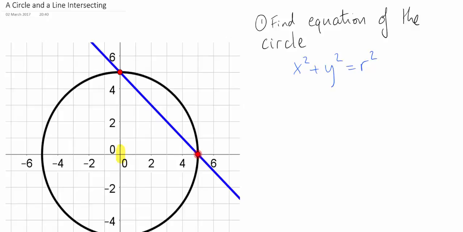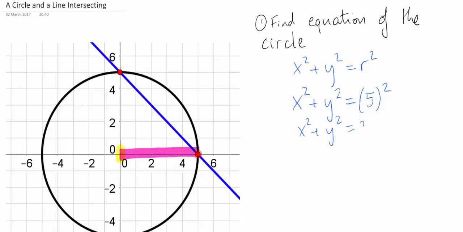Now, if we look at the length of the radius, we can see visually that the radius is 5. So for this question, the radius is 5. So we're saying x squared plus y squared equals 5 squared. Tidy that up, so we get x squared plus y squared is equal to 25.